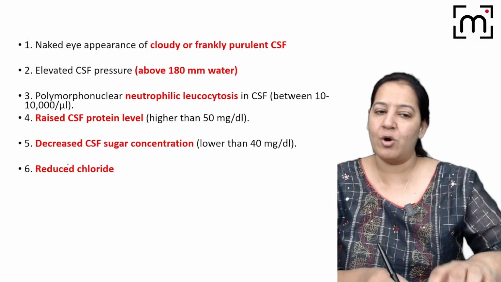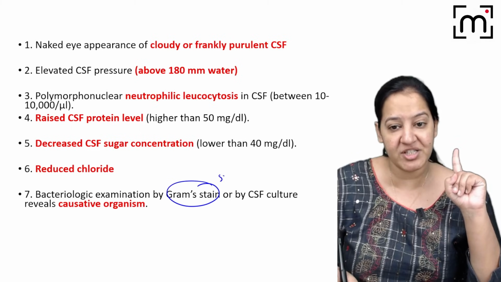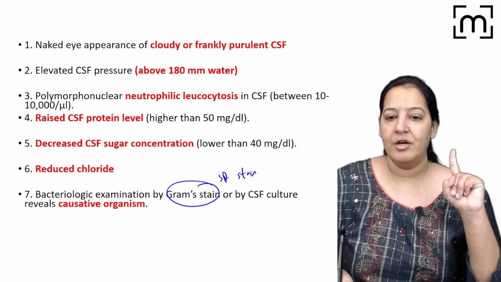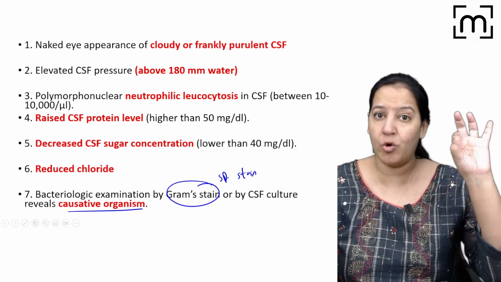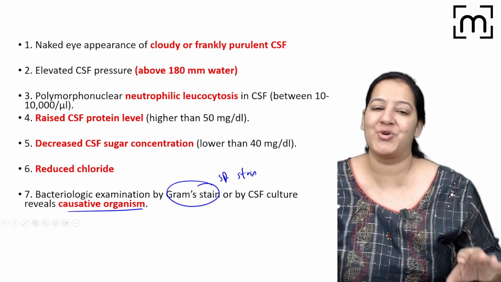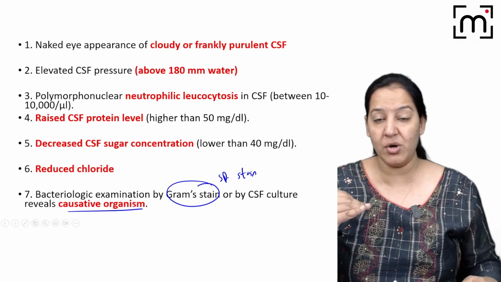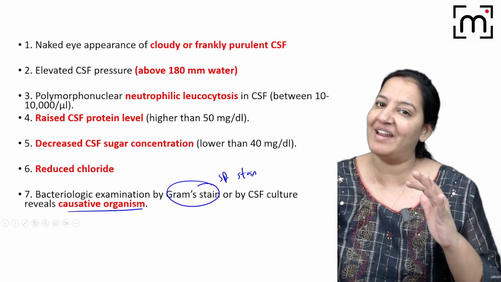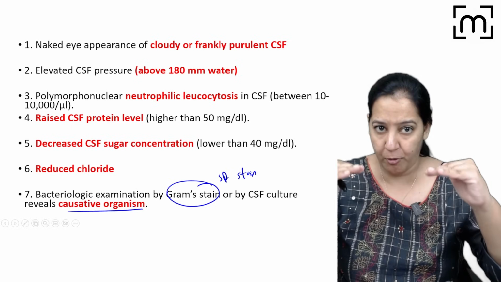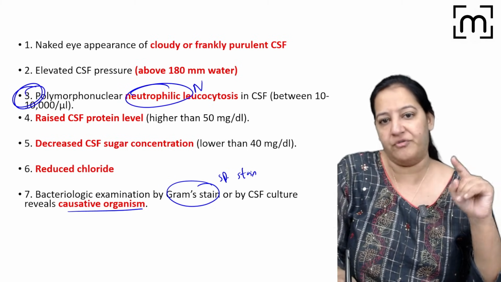The chloride content is always less. You have to learn that. And lastly, if you do the special stain, the gram stain, you will find the causative organism, either gram positive or gram negative. It can be Streptococcus, Pneumococcus or Meningococcus. So these are the 7 findings based on which you can diagnose that this is a typical case of acute pyogenic bacterial meningitis. The most important point among the 7 is the cells, the neutrophils, right?